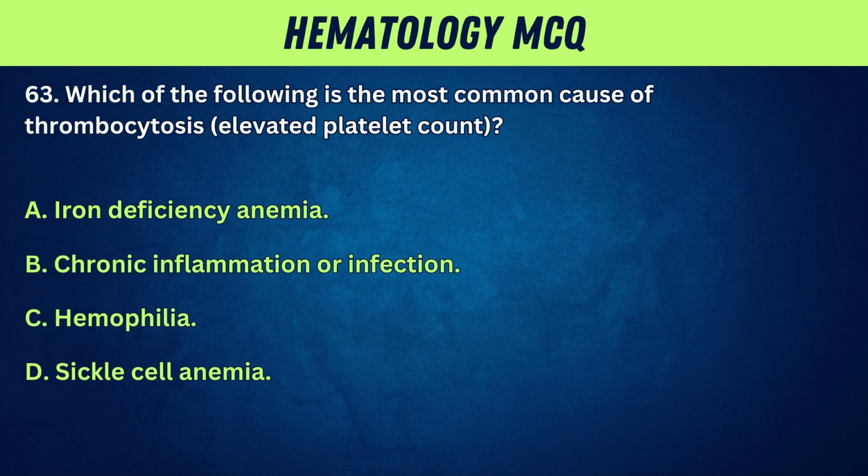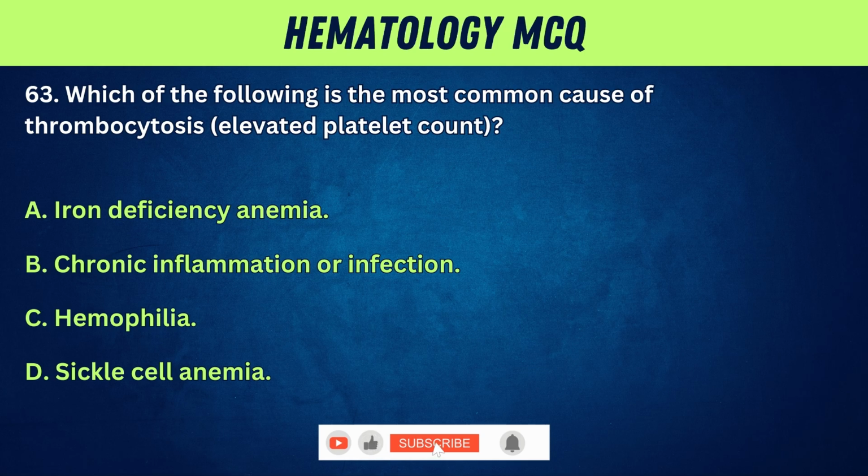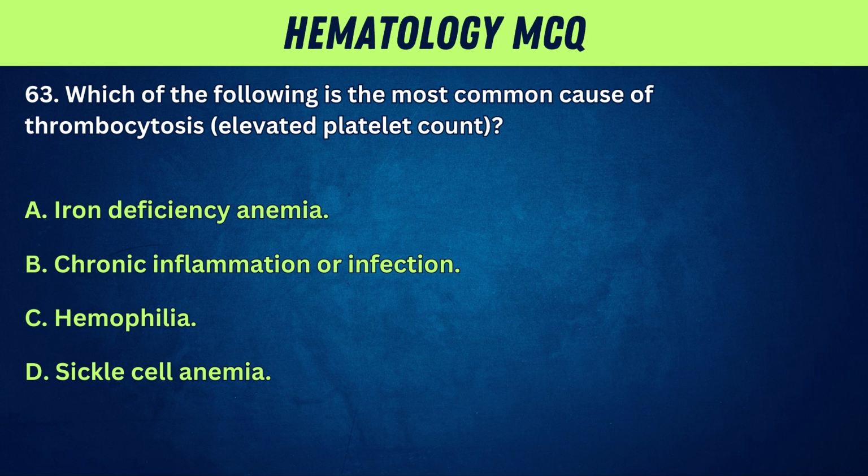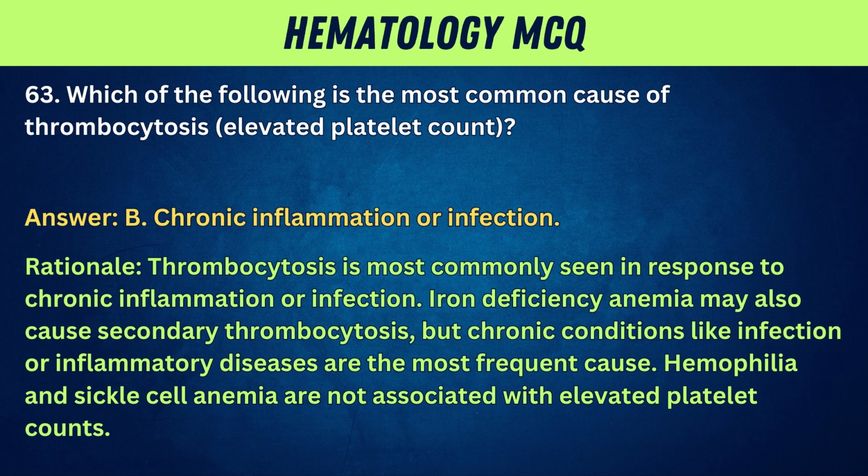63. Which of the following is the most common cause of thrombocytosis, elevated platelet count? A. Iron deficiency anemia. B. Chronic inflammation or infection. C. Hemophilia. D. Sickle cell anemia. Answer: B. Chronic inflammation or infection. Rationale: thrombocytosis is most commonly seen in response to chronic inflammation or infection. Iron deficiency anemia may also cause secondary thrombocytosis, but chronic conditions like infection or inflammatory diseases are the most frequent cause. Hemophilia and sickle cell anemia are not associated with elevated platelet counts.